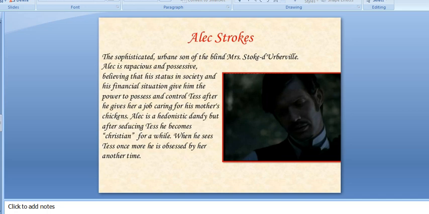So Alec Stokes, the sophisticated urban son of the blind Mrs. Stoke D'Urberville. Alec is rapacious and possessive, and the villain of the novel. Believing that his status in society and his financial situation give him the power to possess and control Tess, he gives her a job caring for his mother's chickens.